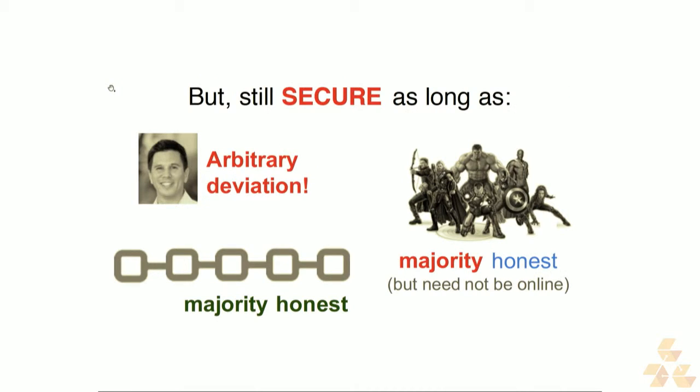Okay? However, I'm going to still require security, even if this guy deviates in arbitrary ways, and even as long as just a majority of the miners and consequently the committee is honest. So the 3/4 assumption is only in the optimistic case, but robustness, all the security properties still hold as long as 50% are honest. Make sense?